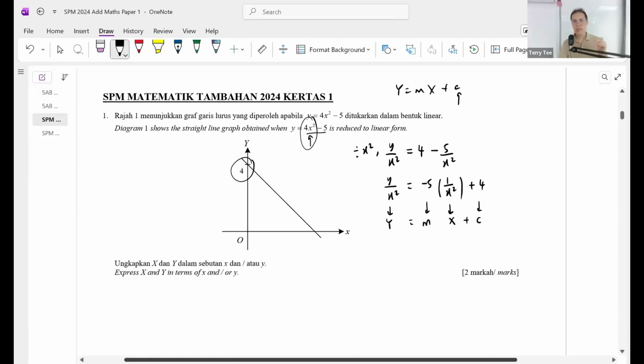Okay, so remember, we are expressing big X and big Y in terms of x and y. From here, you can see that your big X, your capital X, is 1 over x squared, and your capital Y is y over x squared. That's all for 2 marks.